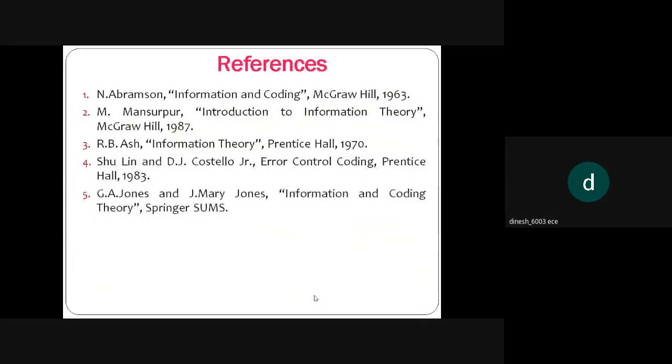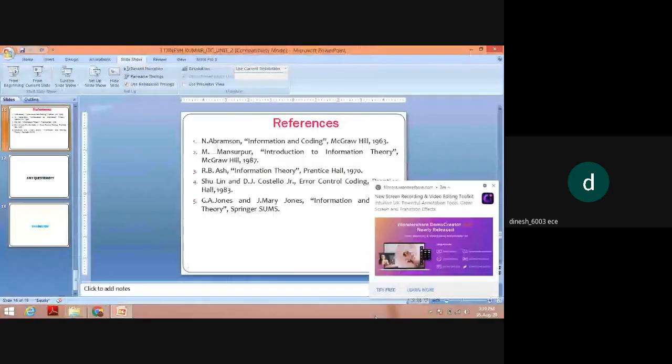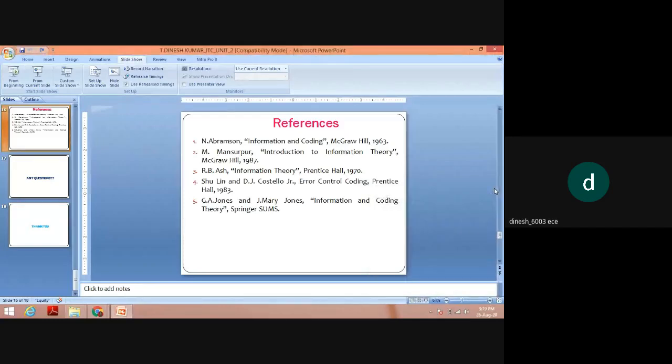In today's session we have seen all these things, and these are the references: information and coding, and introduction to information theory, by the same authors I referred to.